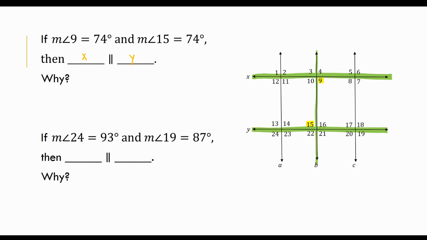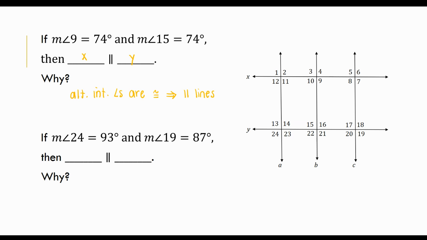So why do I know that? Well, notice that these 2 angles are congruent. Notice that the angles are inside the 2 lines that I want to be parallel. They are on opposite sides of the transversal. So these are alternate interior angles. And because we were given that they are congruent, that is what allows us to conclude that we have parallel lines.